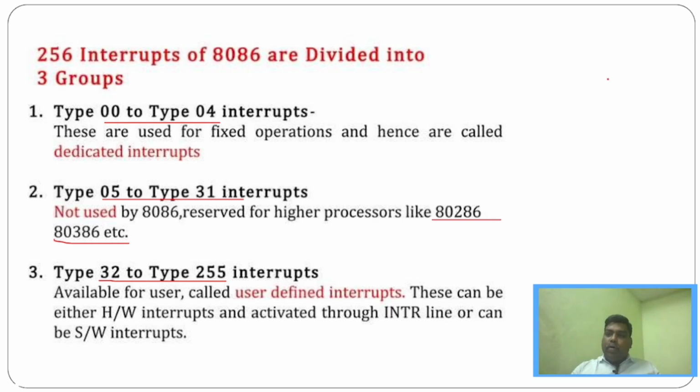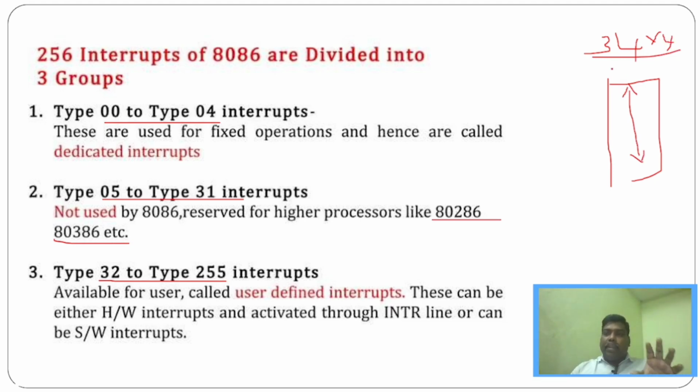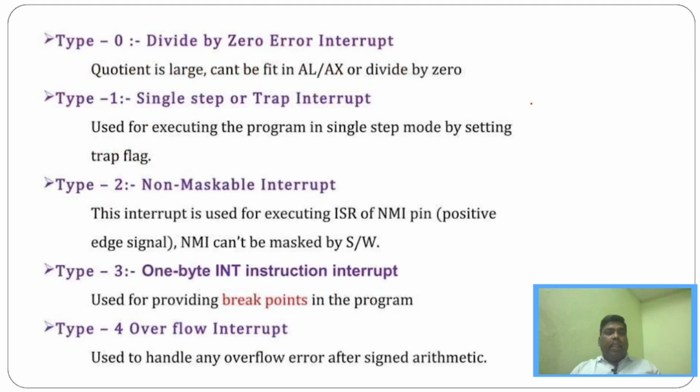Say for example, a programmer is going to write an interrupt program, and if he is going to save that as interrupt 34, then this particular program will be saved in the location 34 into 4. In that location, that particular program will be saved. So whenever the processor comes across that particular address location, it will serve that particular program. That is called a user defined interrupt. Now we'll see what these 4 dedicated interrupts are.